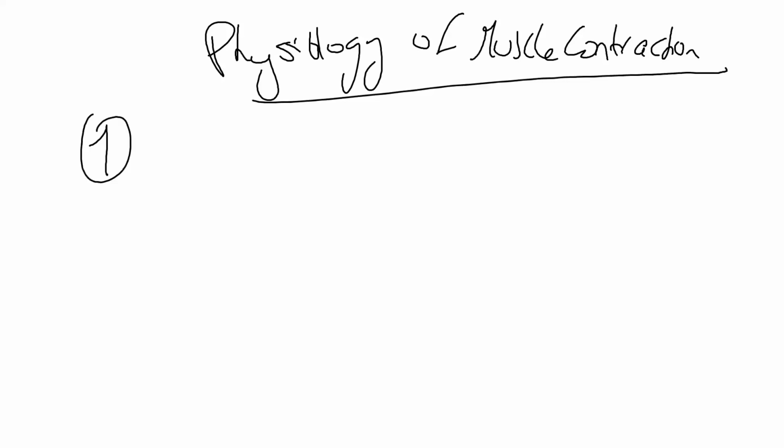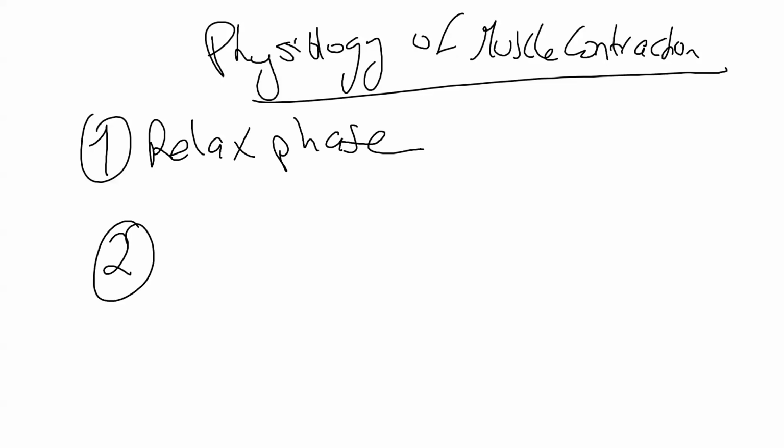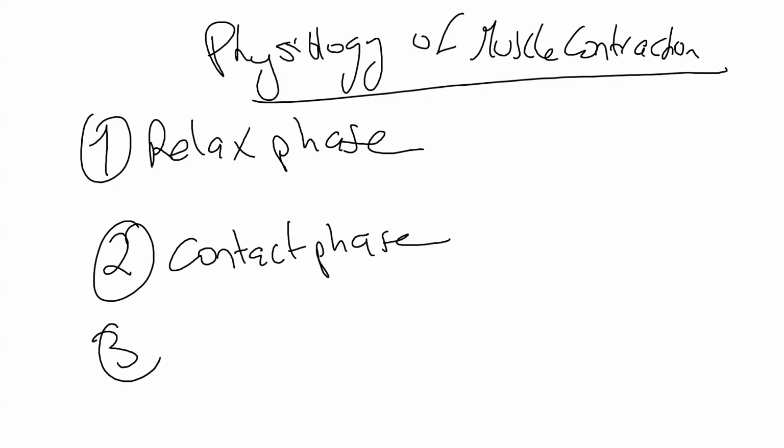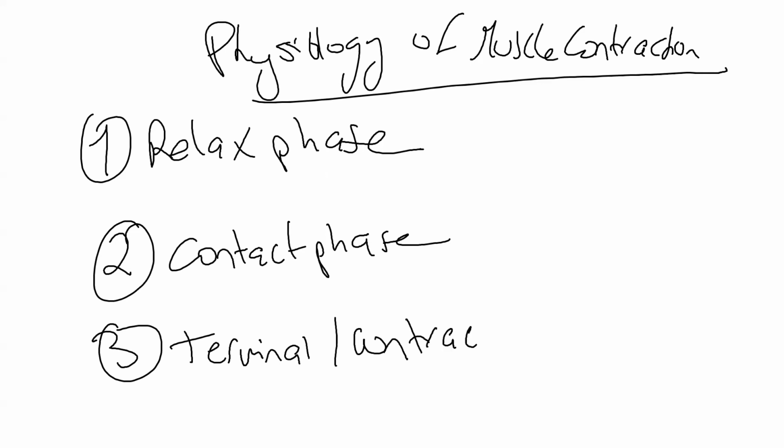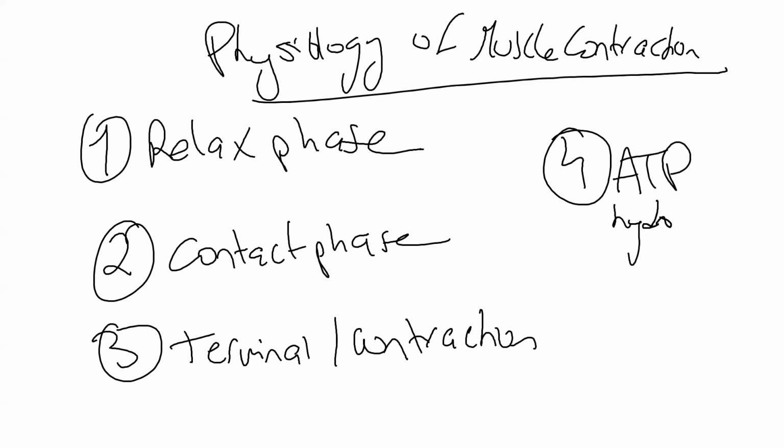Phase 1 is the relax phase. Phase 2 is the contact phase. Phase 3 is the termination or contraction phase. Phase 4 is ATP hydrolysis. Okay. And the relax phase looks like this.